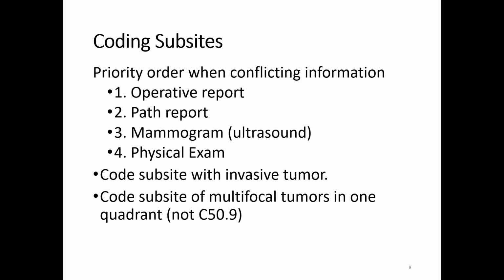They did remind us in one of the recent NAACCR webinars that in these priority orders for coding anything, if you have number 1, stop there and don't look at the rest of the list. So the best information for primary site for breast comes from the op report. If it's not stated there, then go to the path report. If it's not stated there, then go to the mammogram or ultrasound.